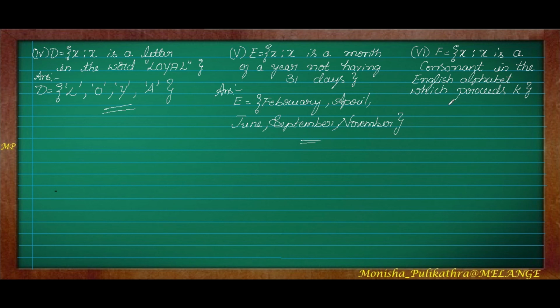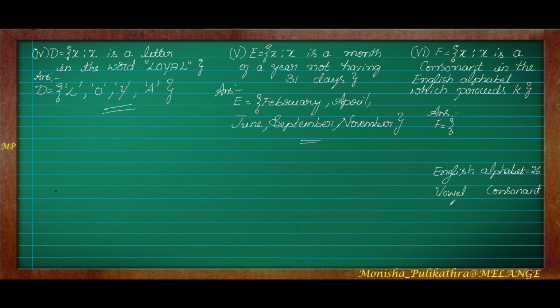So moving on to the last question. The last question is, the set F is given, where x is a consonant in the English alphabet which precedes K. So what are consonants? All the letters which are not vowels. We know which are the vowels we have. The English alphabet has 26 letters. In that there are two types. One is vowel and the other is consonant.